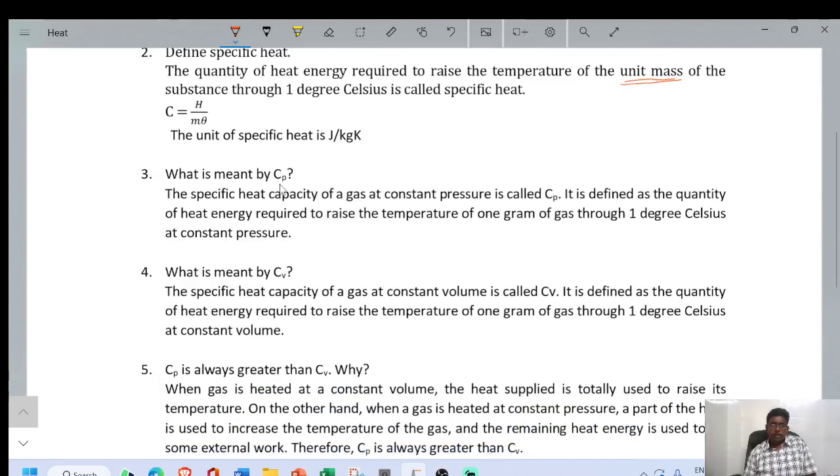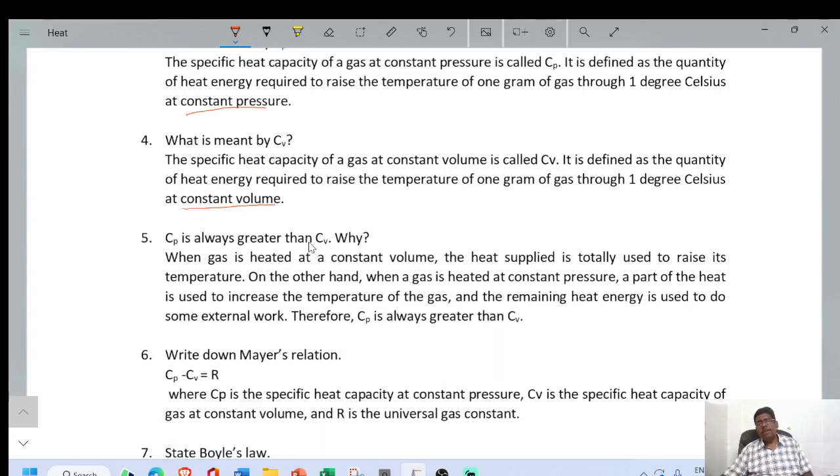What is meant by Cp? The quantity of heat energy required to raise the temperature of unit mass of the gas through 1 degree at constant pressure is called Cp. If you measure the specific heat at constant volume, that is Cv. So liquids and solids have only one specific heat value, but in the case of gas it has two values, one is Cp and another one is Cv.